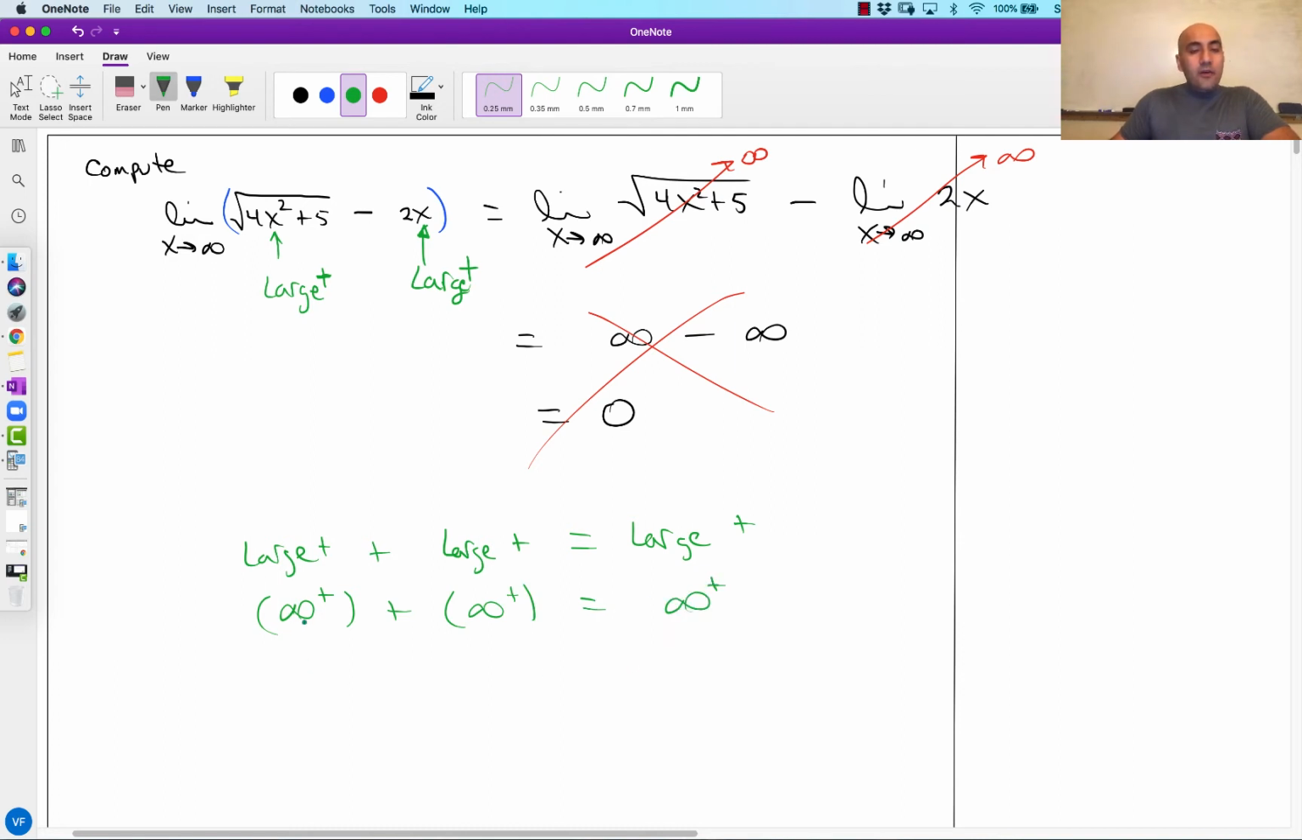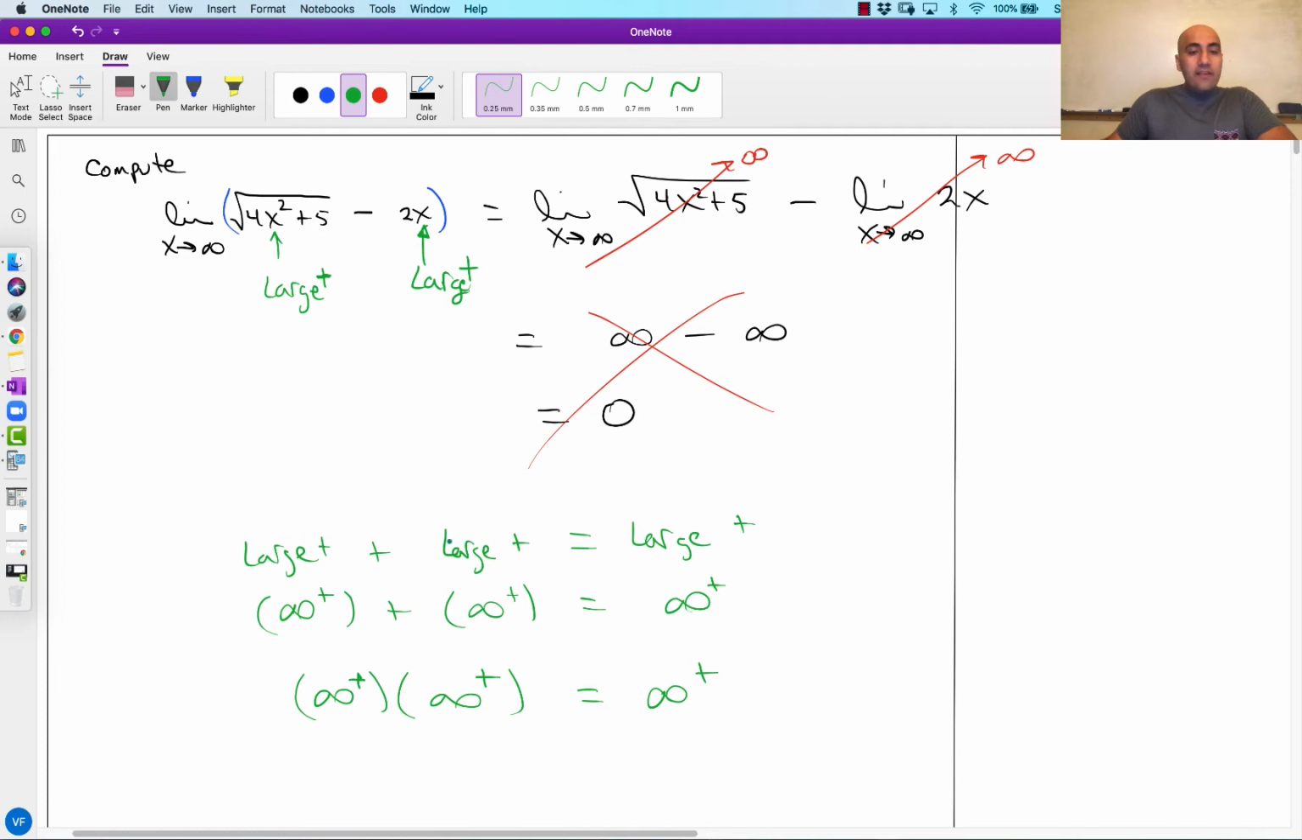Something that's infinitely large in the positive direction plus another infinitely large number in the positive direction, we're adding them, so we're going to get something very large on the positive side. Likewise, we can also do multiplication. If we have a very large positive number and we multiply it by another very large positive number, again, I don't know what the actual number is going to be, but I know that it's going to go toward the very large positive infinity direction.